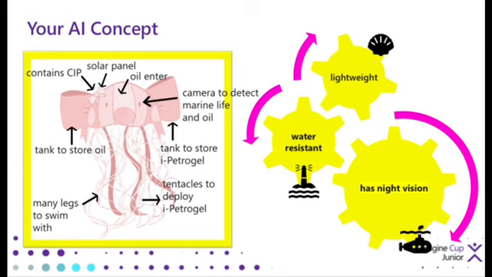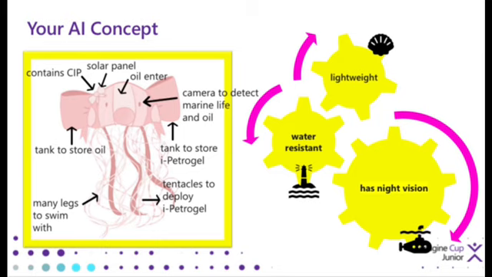We have two different kinds of tanks, right and left. The right one is to store iPetrogel, meanwhile the left one is to store oil. Our prototype 429 has many legs so it can swim. Meanwhile the tentacles are to deploy iPetrogel.